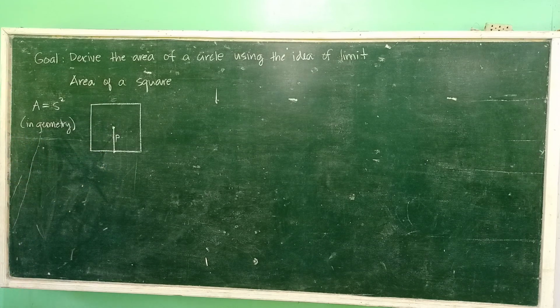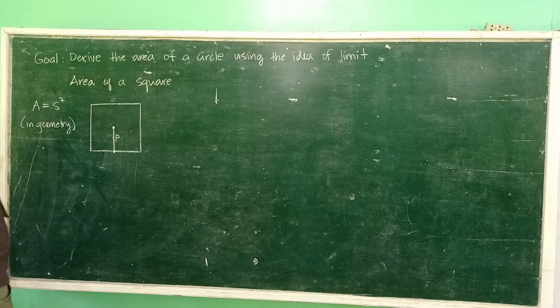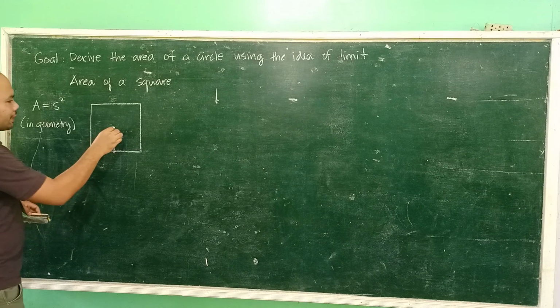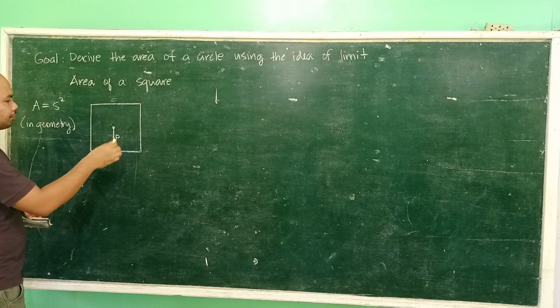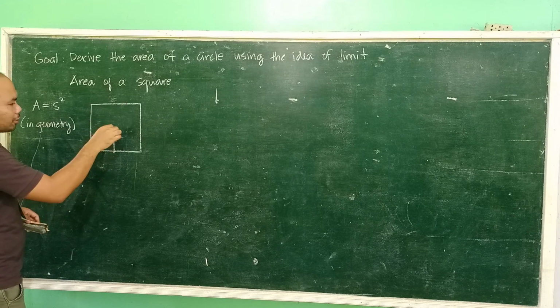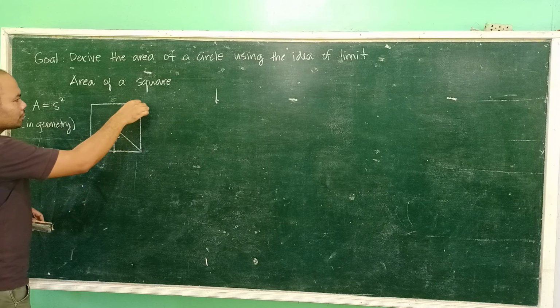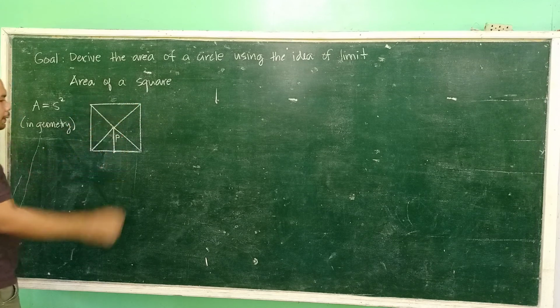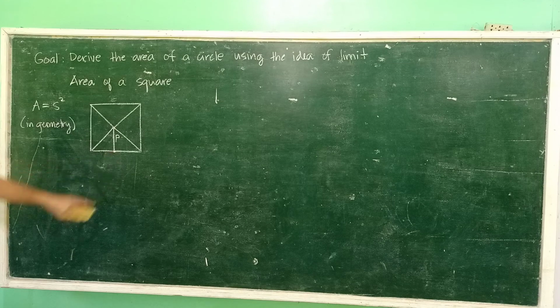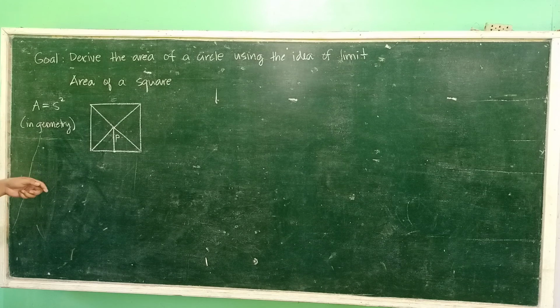Suppose we are given P. Can we solve for the area of the square? Of course, yes. From this, we are going to make isosceles triangles inside the square. How will we do it? We do this like this. One, also this and this. So how many congruent isosceles triangles have we formed?